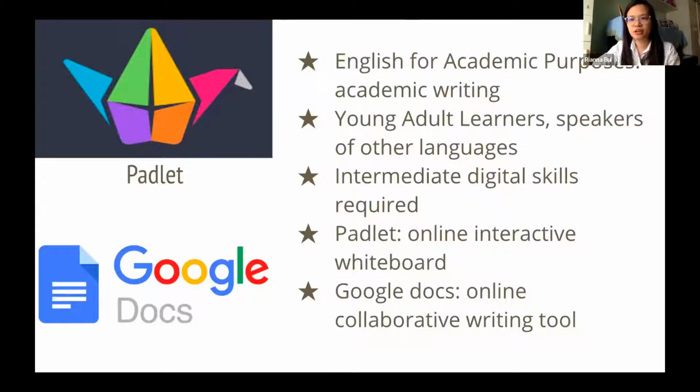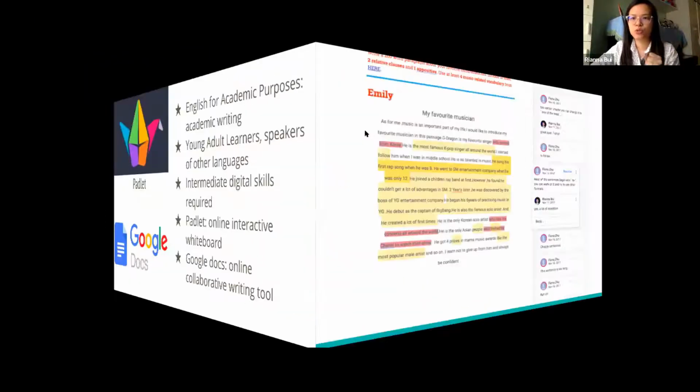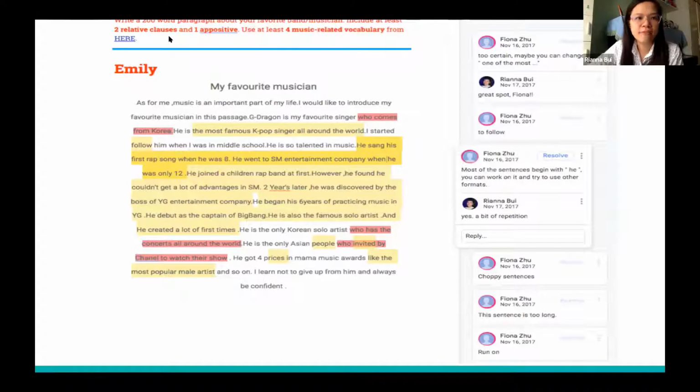In this session, I'll show you two examples of how I use these tools and how my students respond to them. Let's have a look at Google Docs first. For this task, I asked them to write a 200-word paragraph about their favorite band or musician. This is within the module of music. They have to include at least two relative clauses because these are target language points, and one apposition. They also need to employ four music-related vocabulary items from a list that I provided.